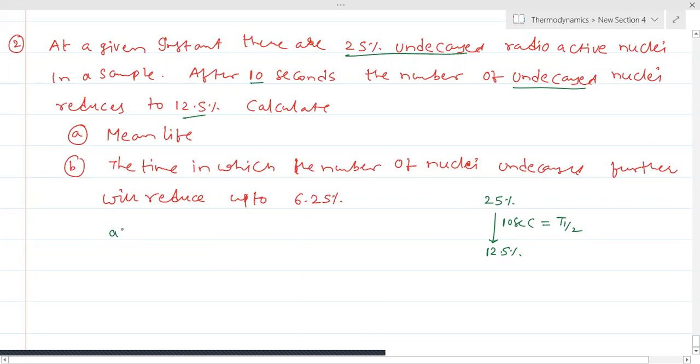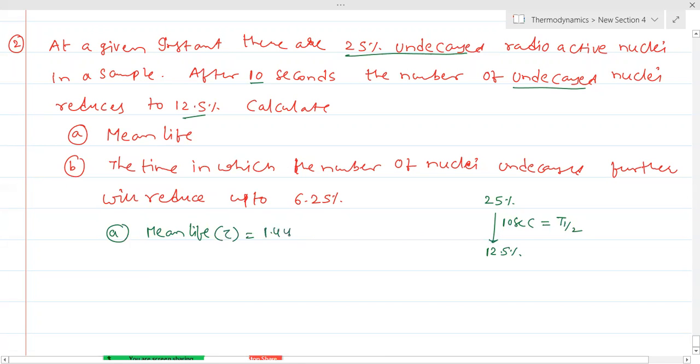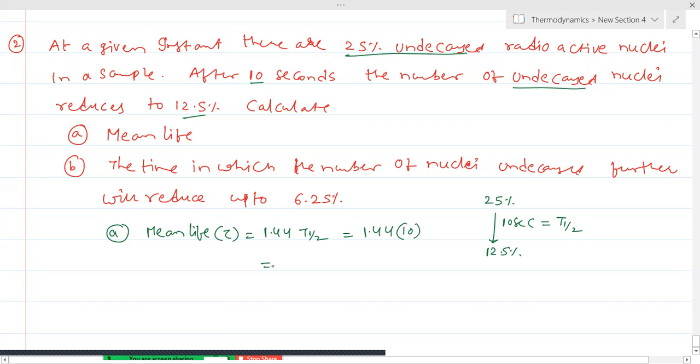First we are taking the mean life. Mean life tau is equivalent to 1.44 times t half. That is 1.44 into 10 seconds, which is equivalent to 14.4 seconds.